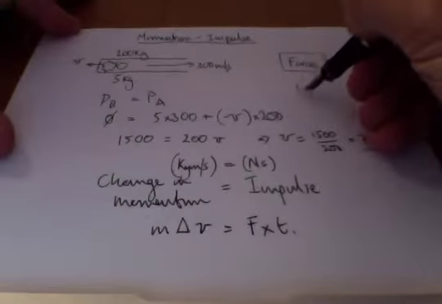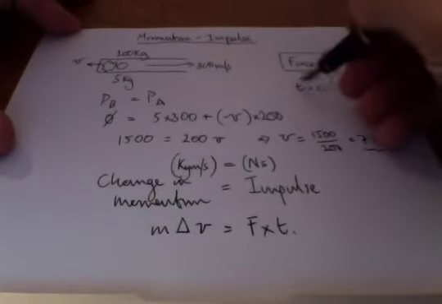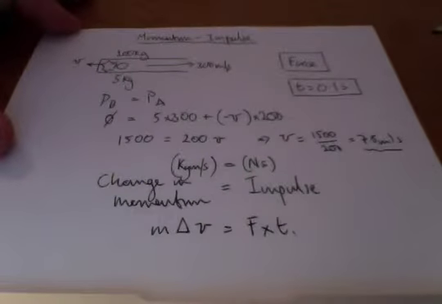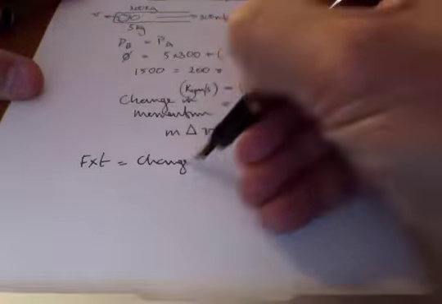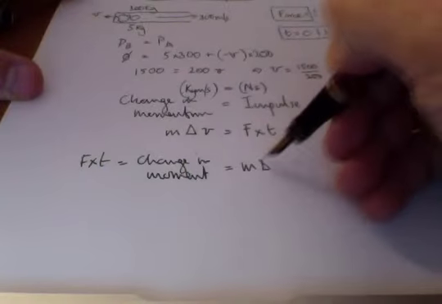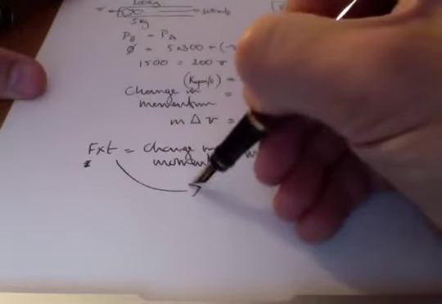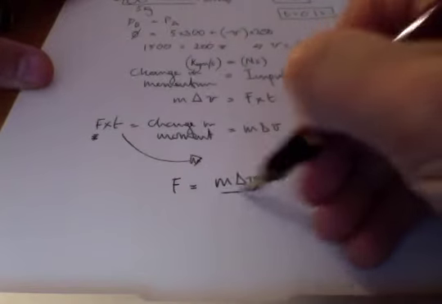Okay, so let's imagine now the time at which that explosion took place was 0.1 of a second. That's how long it took for the explosion to take place. So therefore, what was the force exerted between the two? Well, let's work that through. We know that the force times the time is the change in momentum, which is the same as mass times change in velocity. We're looking for the force, so we can move time over to that side of the equation, giving us force is mass times change in velocity divided by time.